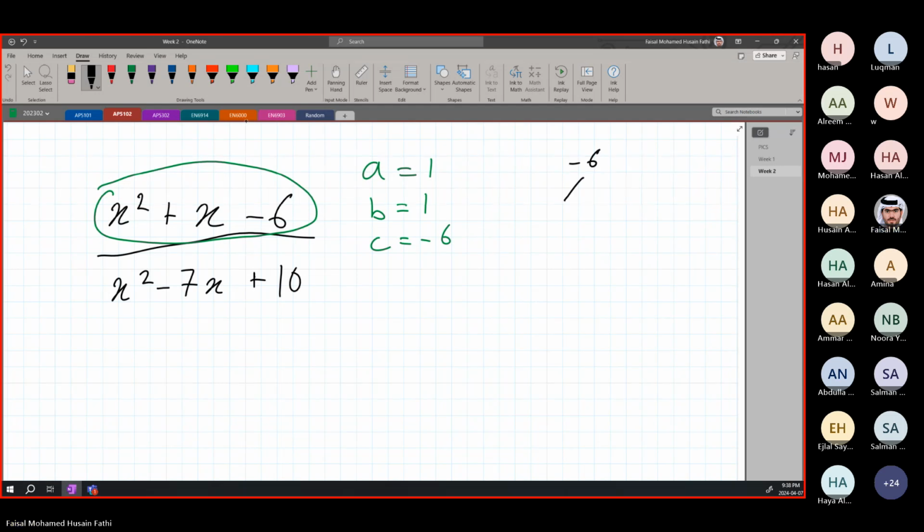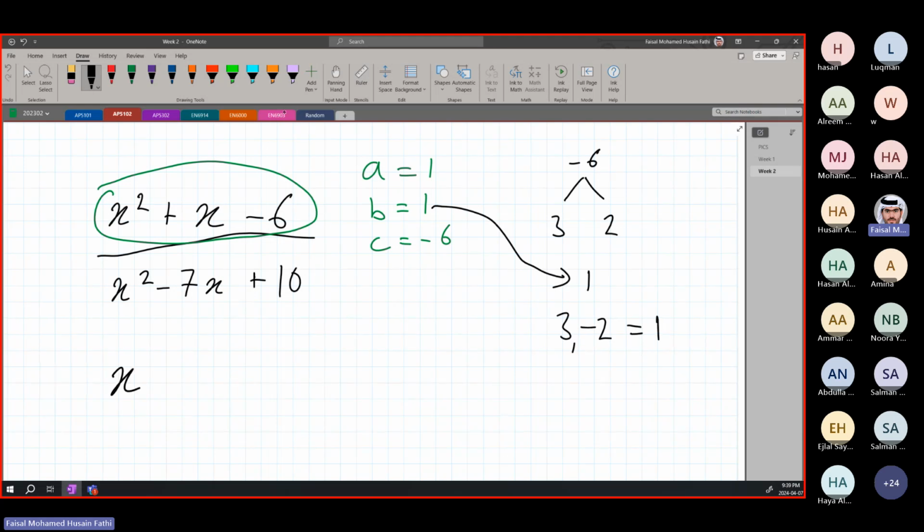You have 3 and 2. Which two numbers do you multiply to get 6, and you're going to subtract or add, and you will get your b value, which is 1. So 3 minus 2 is equal to 1. So these are the numbers you're going to choose, the 3 and the minus 2. So when we factorize this, it's going to be x plus 3 times x minus 2.